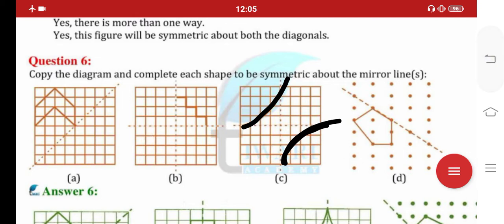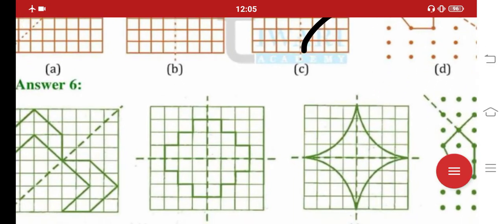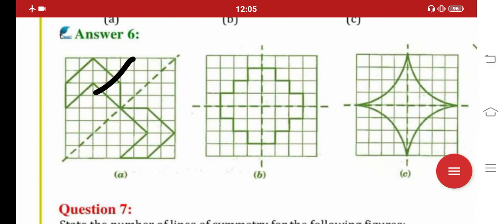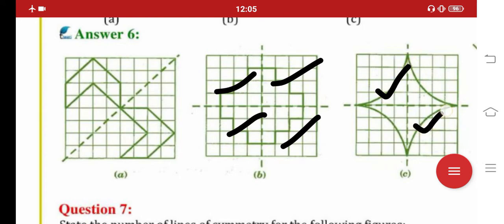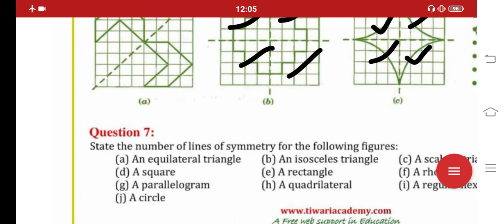See, from here we can start this one, this one, this one, and this one. Here the first half is given and we have to draw the second half. Here also the first half is given and we have to complete the whole figure. Here also the first half is given, second half we have to make, then the other two halves. This is our question number 6.